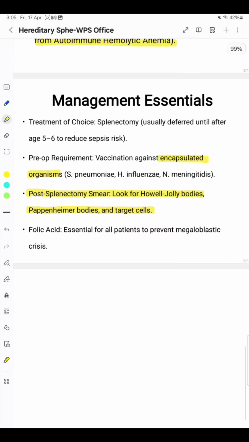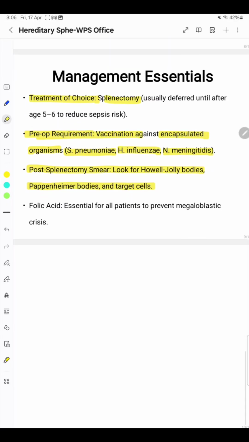Now on the treatment part of hereditary spherocytosis, the treatment of choice is splenectomy, usually deferred until after the age of 6 years to reduce the chances of sepsis. Preoperative vaccination against encapsulated organisms like Streptococcus pneumoniae, H. influenzae and Neisseria meningitidis is advised. Post-splenectomy smears show Howell-Jolly bodies, as we have discussed, and target cells. Folic acid supplementation is given to combat megaloblastic anemia.